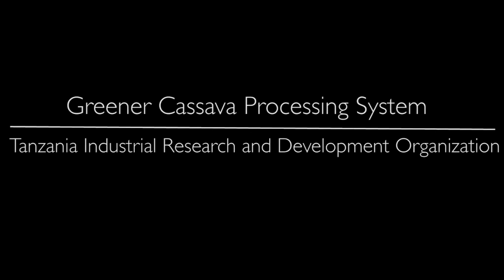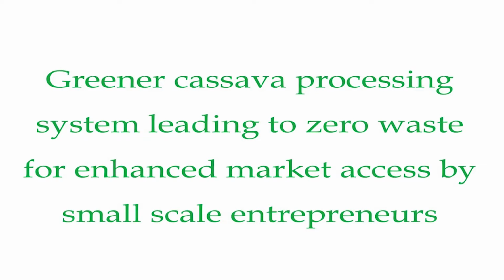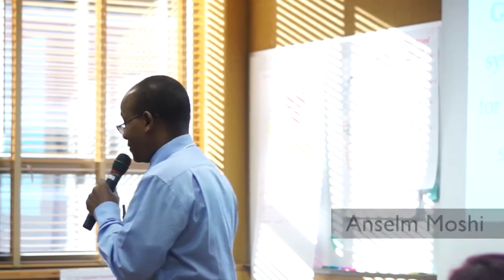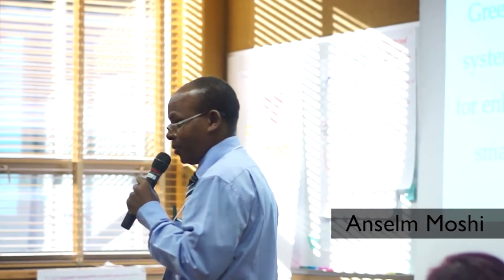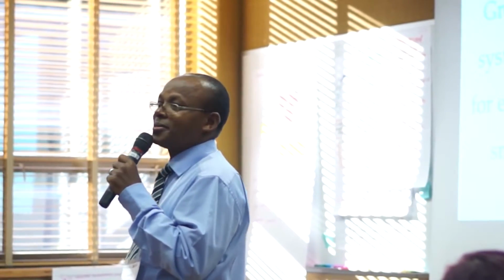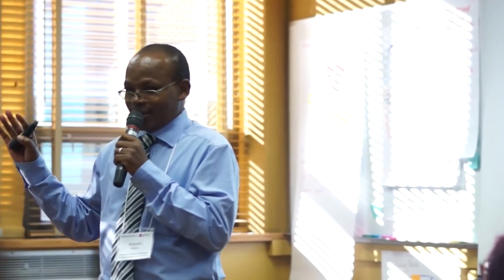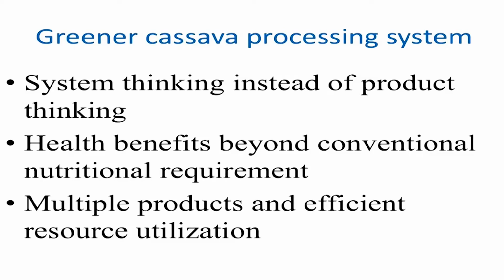Good morning, everyone. This is a green cassava processing system, which intends to lead to zero waste and to help us small-scale processors to access high-value markets. And this system, which we are trying to come up with, is characterized by five elements. It looks into the system holistically instead of thinking of the product by itself.